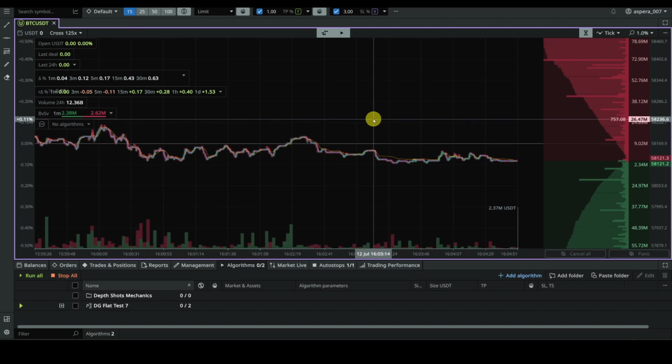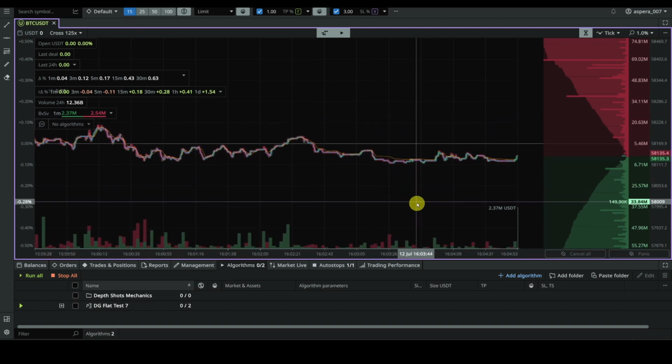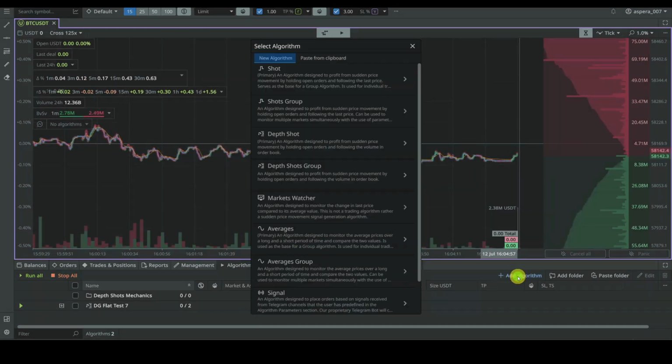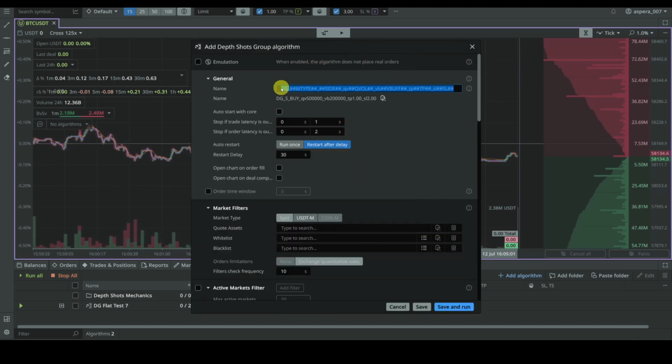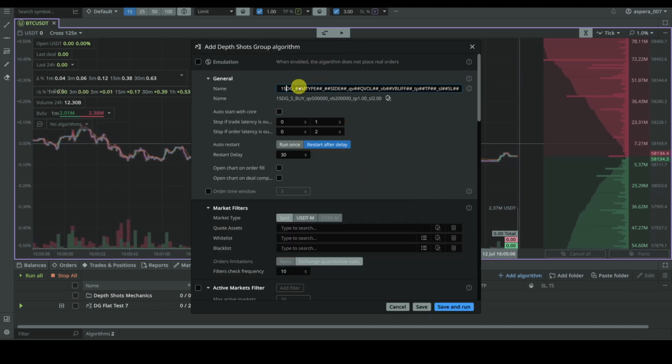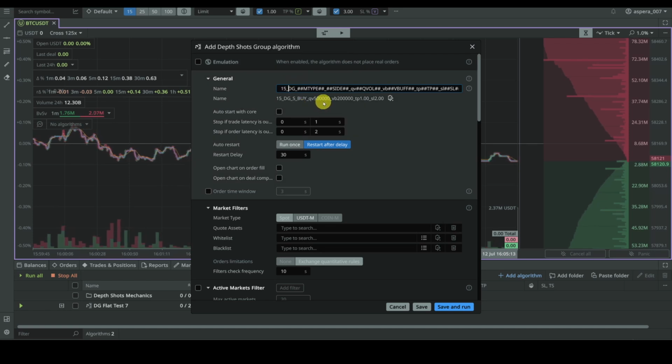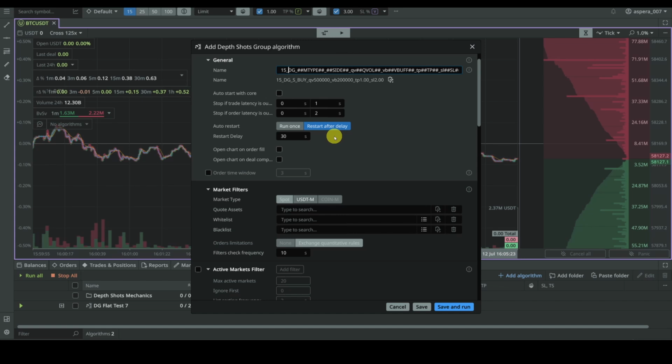Here we are. Let's try some depth shots. We'll do an algorithm from scratch. Here, depth shots group. I'll give it a name. Now, I want the order to stay there without any interruptions. So all of the time windows, all of the latencies, all of the filters, I'm taking them all away.